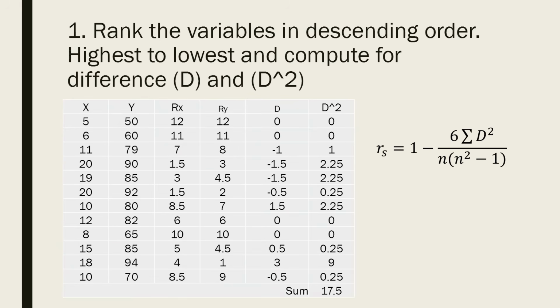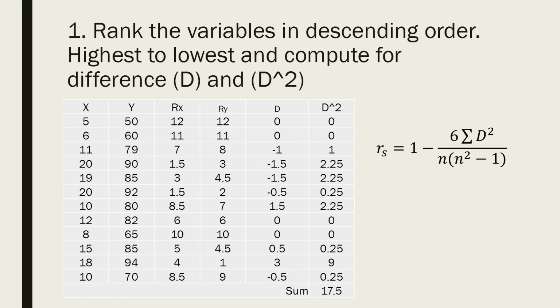First step is to rank the variables in descending order, highest to lowest, and compute for the difference and difference squared. So in this case, i-rank lang po natin yung variables natin from highest to lowest. So yung pinakamataas na observation po, we're going to assign rank 1. And the next would be rank 2, and the lowest would be the last and final rank. Same rules din po tayo when it comes to ranking.